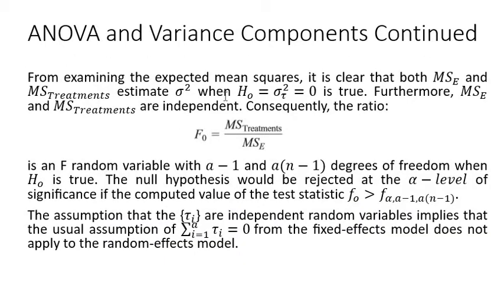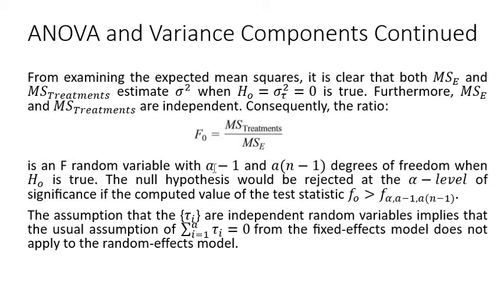These two. But here there are random effects, the variance of the random effects. So when H0, the null hypothesis, or the sigma squared sub tau equal to 0 is true, furthermore, the mean square error and the mean square treatments are independent. Consequently the ratio, the F statistic, F0 equals MS sub treatments over MS sub E. That's how you get the F value, an F random variable with degrees of freedom a minus 1 and a(n minus 1).